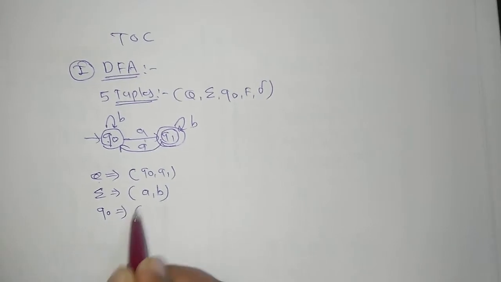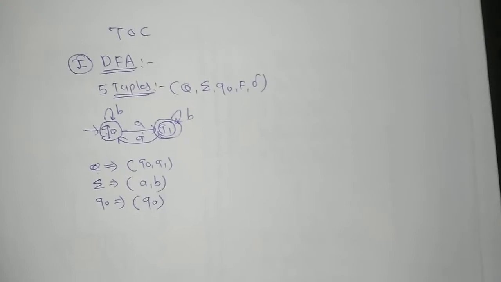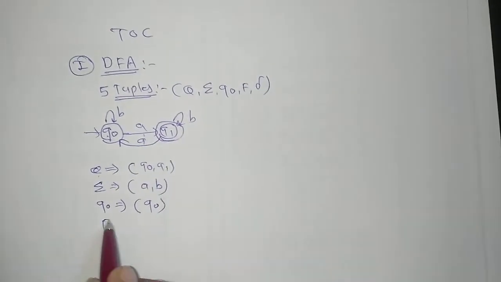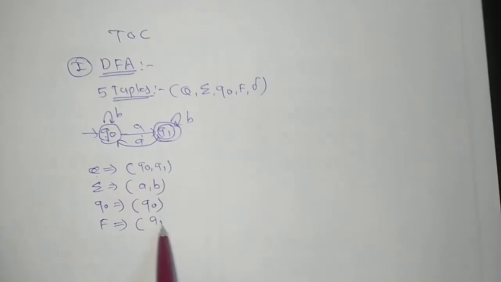Then Q0 will be the starting state. In the problem statement, Q0 will be as it is. It will be a starting state. Then F stands for the final state. Q1 will be the final state.